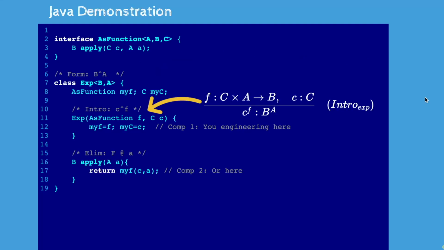The introduction rule challenges us to use whatever alternative method might be available in the future. So we have an alternative function f, and we have a particular chart c. We convert it to c to the f of type b to the a, our exponential. In this demonstration, we're taking the easy way out. We're simply storing the values little f and little c, and we'll come to using them in our elimination rule.